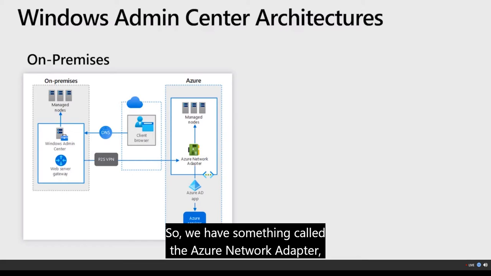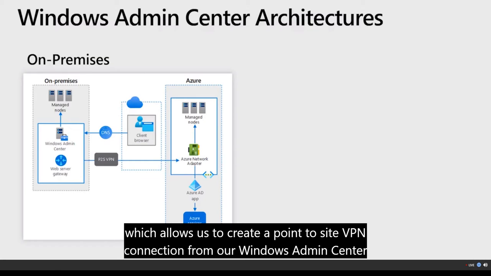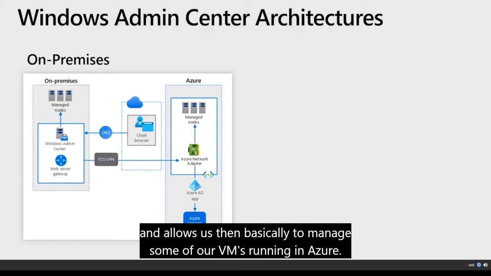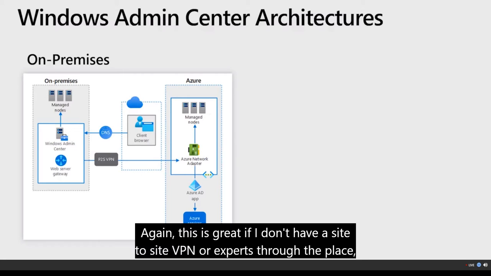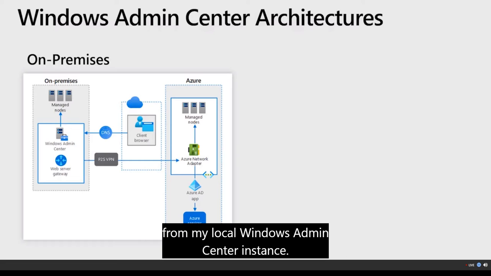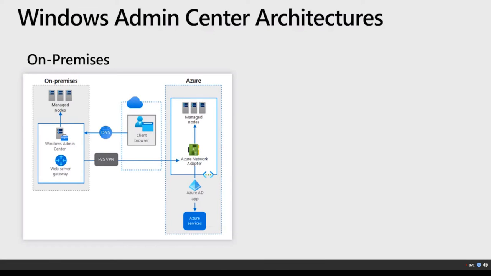So we have something called the Azure Network Adapter, which allows us to create a point-to-site VPN connection from our Windows Admin Center to our Azure Virtual Network, and allows us to manage some of our VMs running in Azure. Again, this is great if I don't have a site-to-site VPN or ExpressRoute in place, but I have a couple of machines in Azure I want to securely manage from my local Windows Admin Center instance.